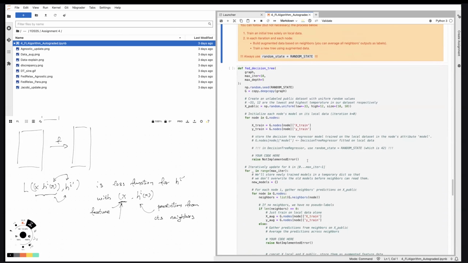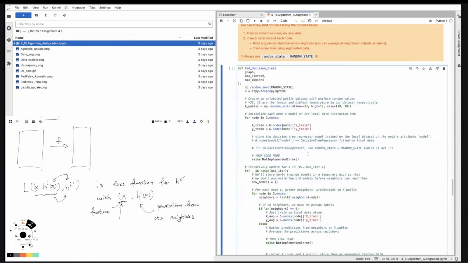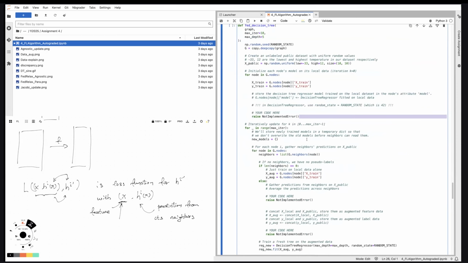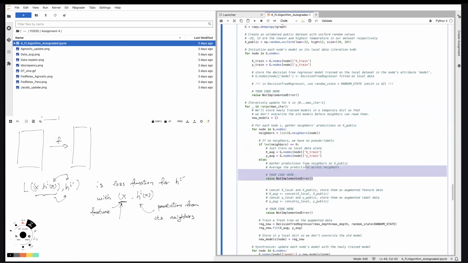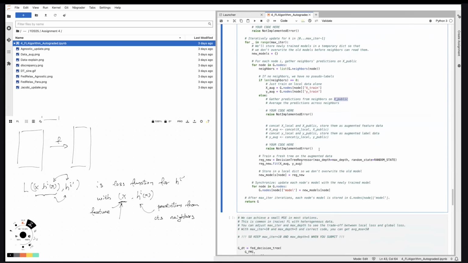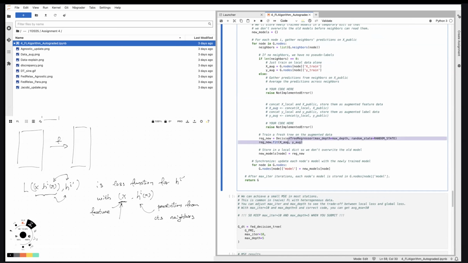For the task, first you need to initialize the model for each node, which is a decision tree model. And then you need to build this augmented dataset, using the x_public we give here. And then you need to use x_local and x_public, combine them together as the augmented dataset. Then use this augmented dataset to train each model in each node.